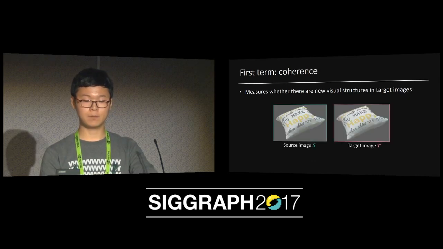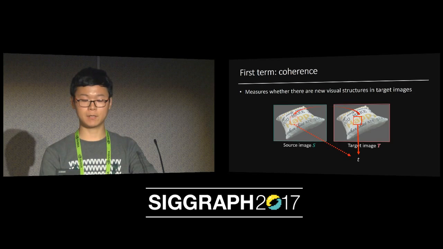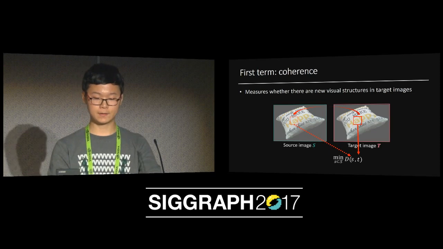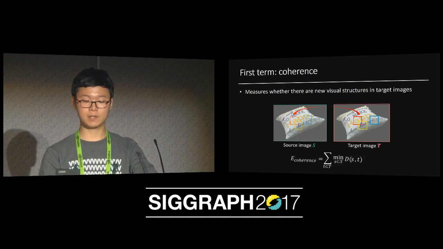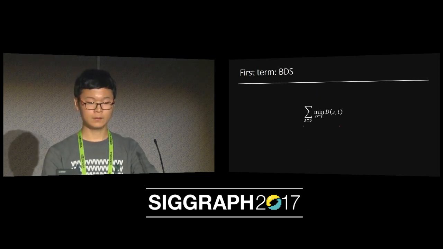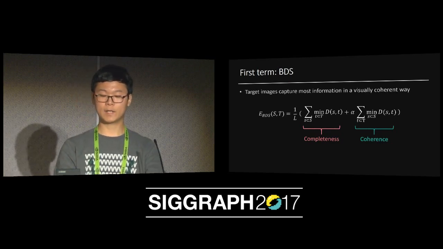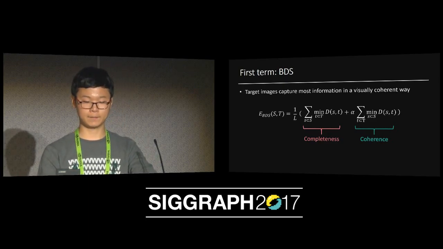Similarly, for the coherence term, we are trying to avoid any new structures or artifacts in the target image. For each patch T in the target, we find its most similar patch in S, and define the coherence as the distance between them. This is done for all patches in the target. By minimizing this term, we are ensuring that most patches in the target come from the source image. That is, no new structure or artifact. Therefore, by combining these two terms, we can satisfy the first property of the target images. That is, target images should contain most information from their source image in a visually coherent way.